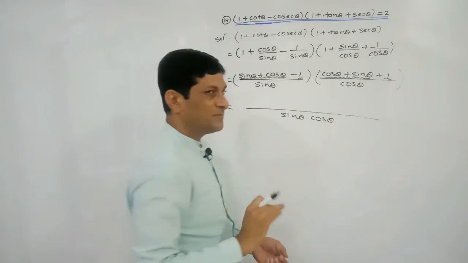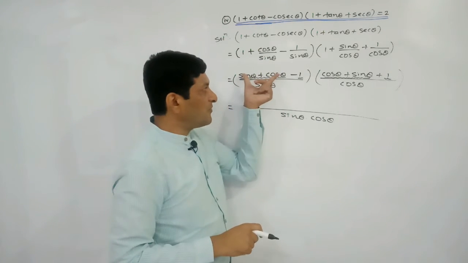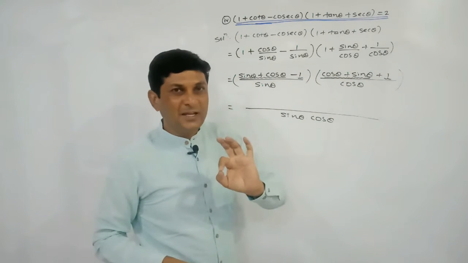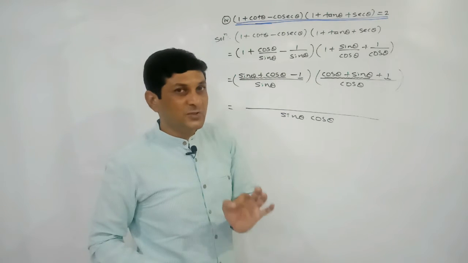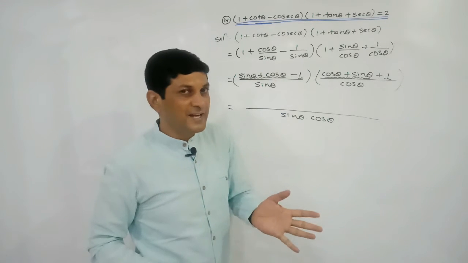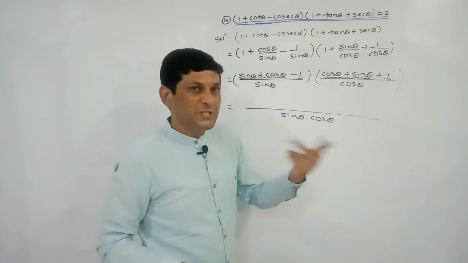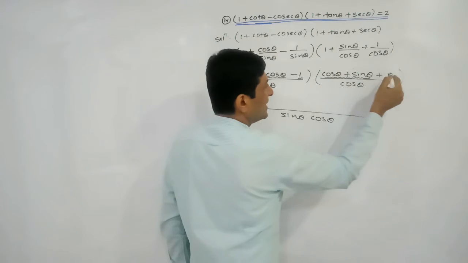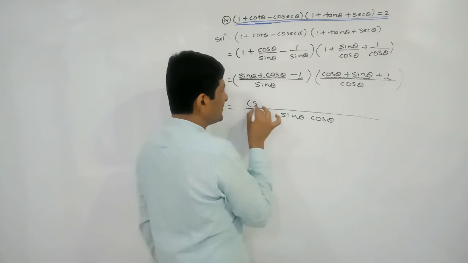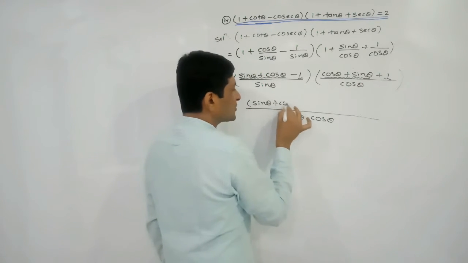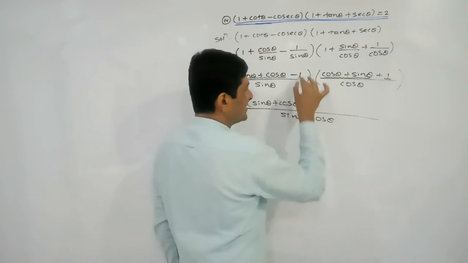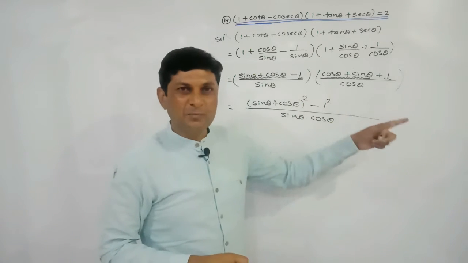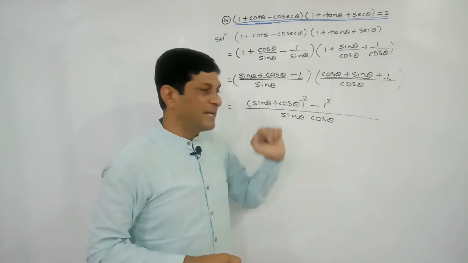Plus 1. Means if you observe the terms, it is in the form of a minus b into a plus b. And we know that a minus b into a plus b is a square minus b square, according to the identity that a plus b into a minus b is equal to a square minus b square. So here a minus b into a plus b will be equal to a square, a square means sin theta plus cos theta whole bracket square, minus b square means 1 square. Just simply terms are in the form of a minus b into a plus b. Its product will be equal to a square minus b square.